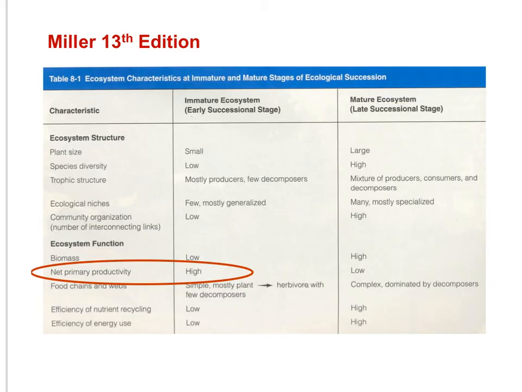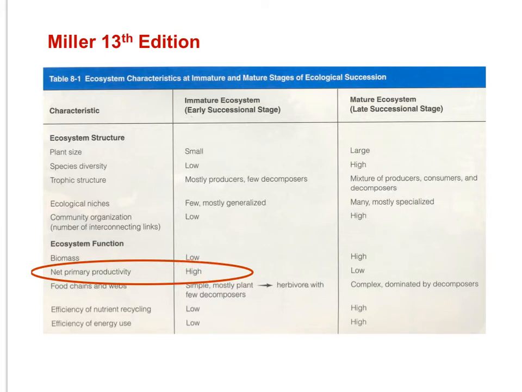Now here is a table from G.T. Miller that displays various ecosystem characteristics in early and late succession. Notice how plant size changes from small to large. Notice how diversity changes from low to high. Notice how the number of niches changes from few to many. Notice how biomass changes from low to high. And notice NPP, high in early succession.